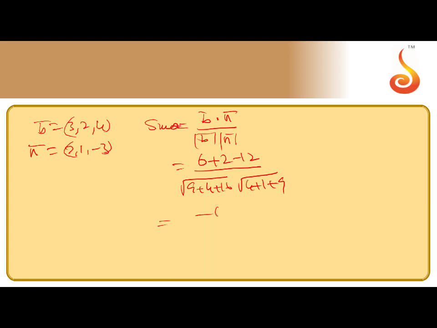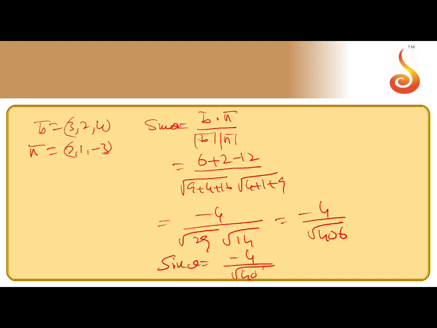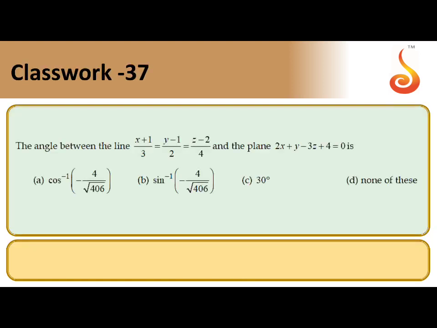So the numerator is minus 4 by root 29 into root 14. After multiplying, we get 406. Therefore, sin theta equal to minus 4 by root 406. Theta equal to sin inverse of minus 4 by root 406 is the answer. Check the options, which option is matching. Sin inverse of minus 4 by root 406 is the right answer. Clear this one?